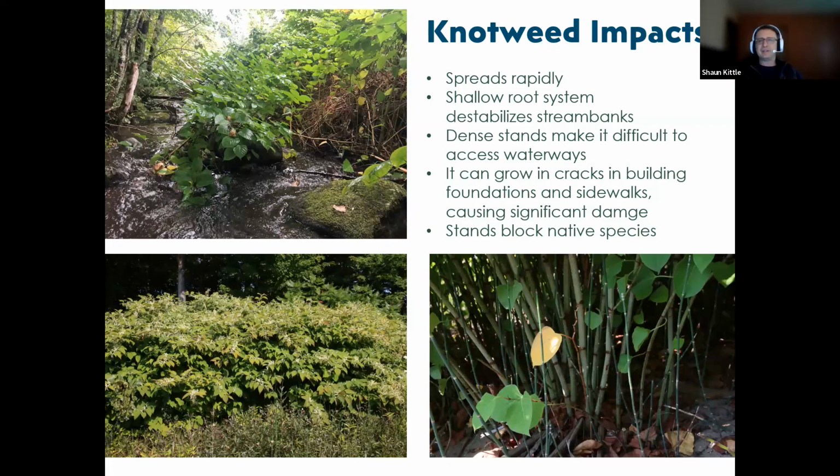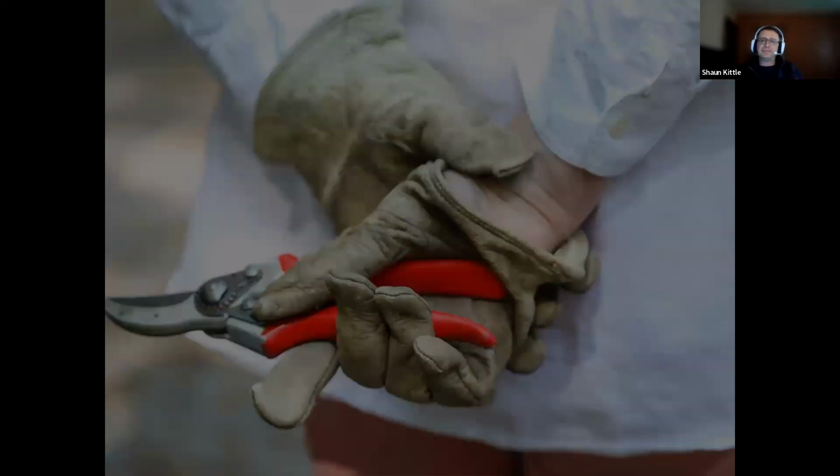And the stands also block native species from growing. So if you take a look at that lower right-hand picture, that's actually a look at the understory of a knotweed stand. And you can see a couple leaves in there, but you don't see anything growing under there. It's dense, it's dark, it's thick. It's going to really outcompete native species and block them from taking root there, which is a huge problem for biodiversity. All right, next slide, please.